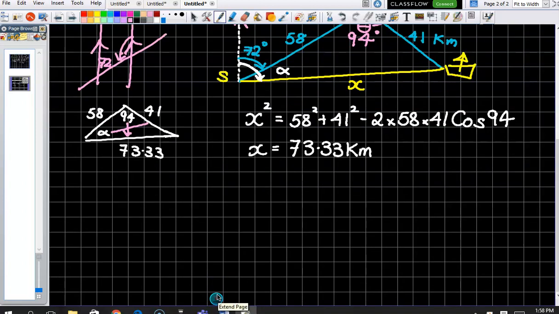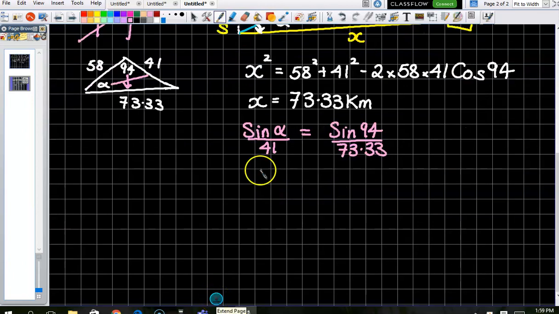So here we go. We're going to go sine alpha over 41 equals, Ash, take it away, equals what? What's the other pair that we have there? Sine 94. Yeah, over its opposite length. Well done. 73.3. And now it's a little algebra doodad. You have to get sine alpha by itself, so we're going to get rid of the divide by 41. We will. Times. Yep.